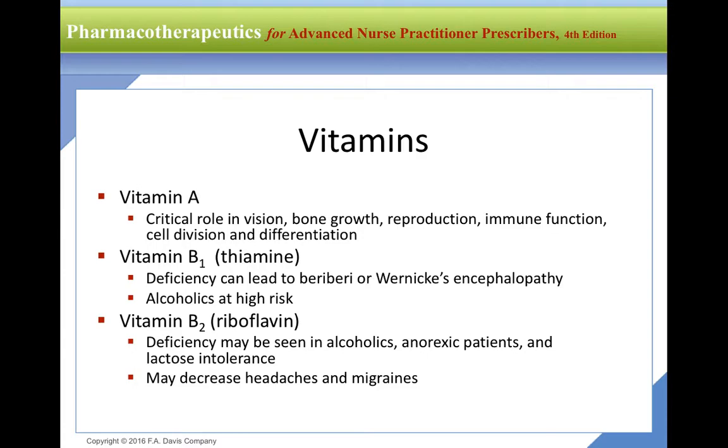We have very few trials that actually show, for instance, that people with poor vision, if we give them vitamin A tablets, their vision gets better. So it really shouldn't be seen as a cure, or it should really only be given for patients who lack that vitamin.